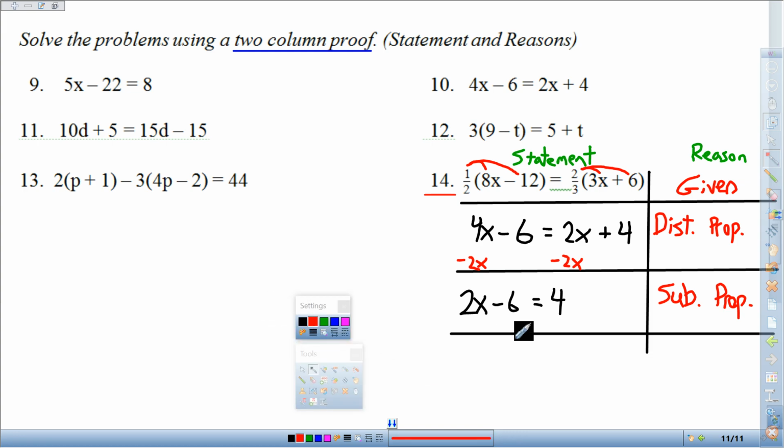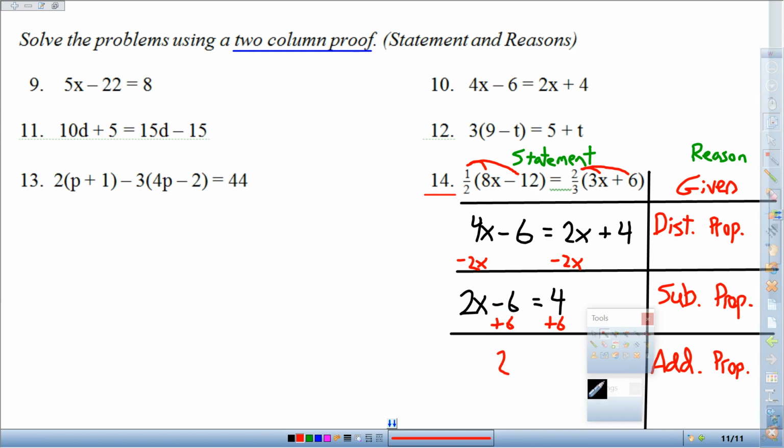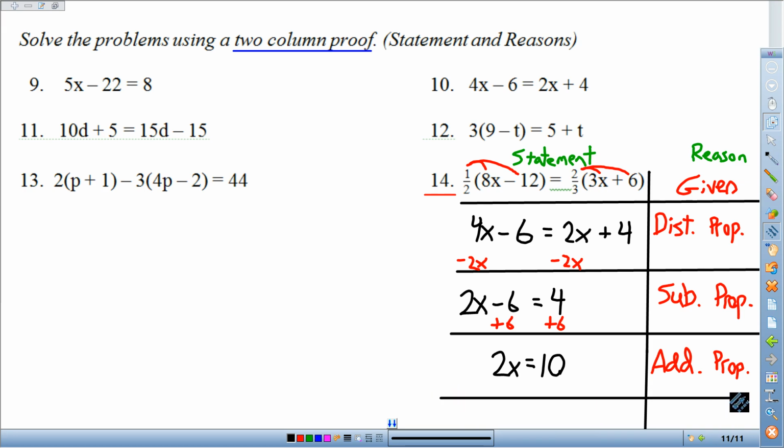And now, two-step equation, we'll get rid of 6 first by adding 6 to both sides. Okay, I just added a number to both sides, so I know my next reason is going to be the addition property. I'm going to extend this line here. All right, and yeah, let's see. 6's are gone. I have a 2x on the left and a 10 on the right. And again, I'm going to give myself some room here.